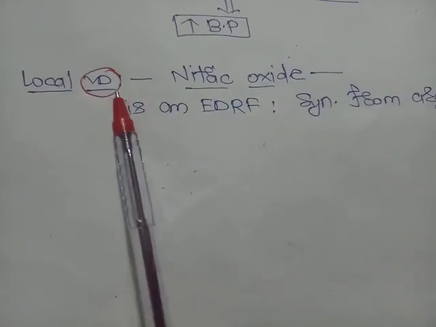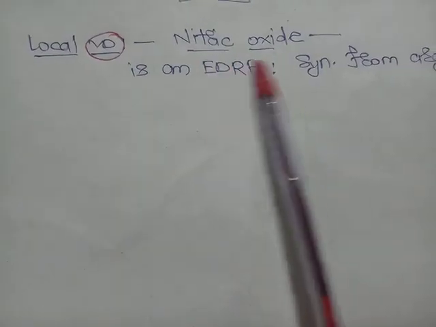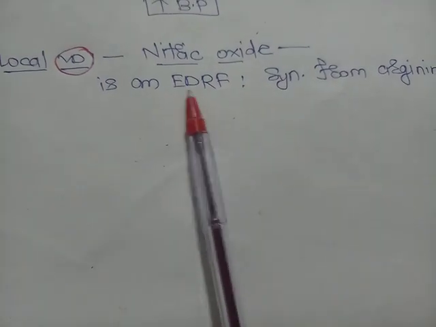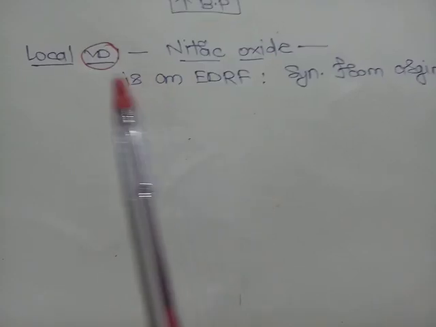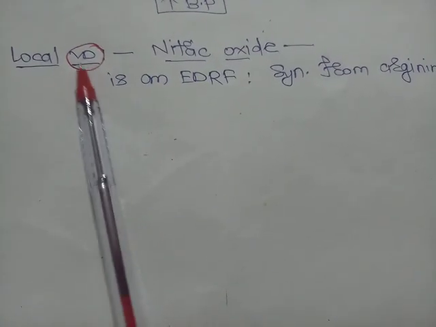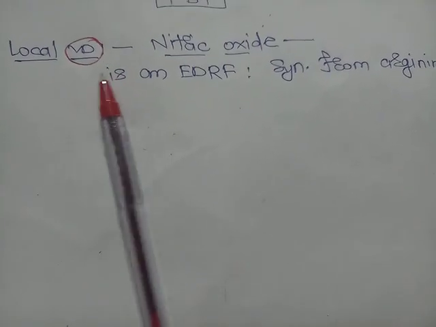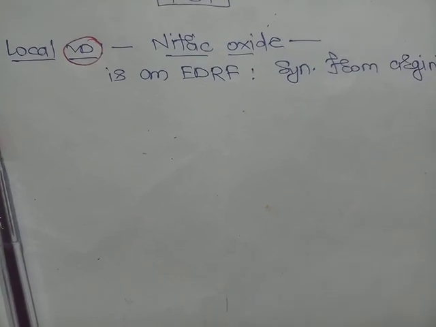Now a local vasodilator like nitric oxide, also called endothelium derived relaxing factor, which is synthesized from arginine, is a local vasodilator. So this is how there is a regulation of the blood pressure.